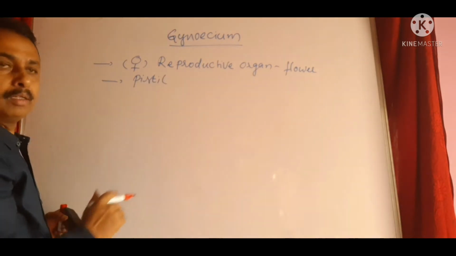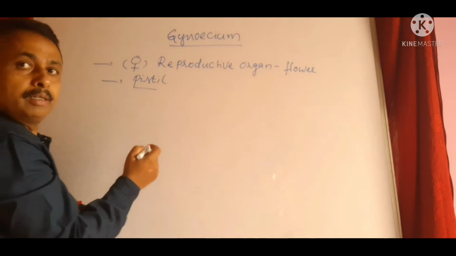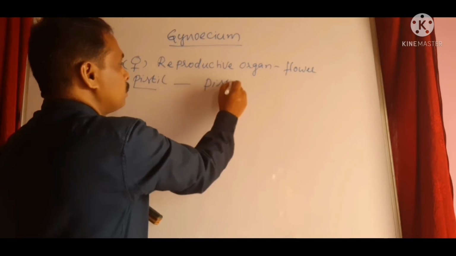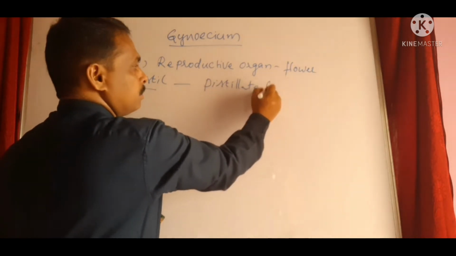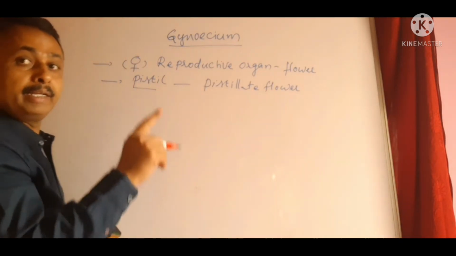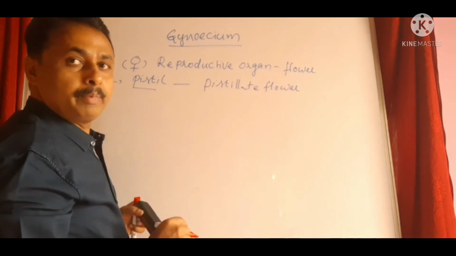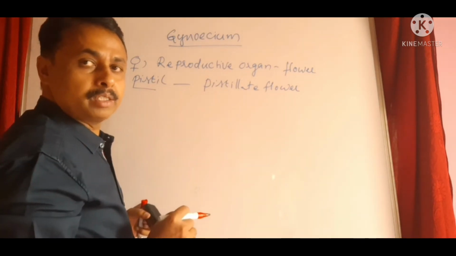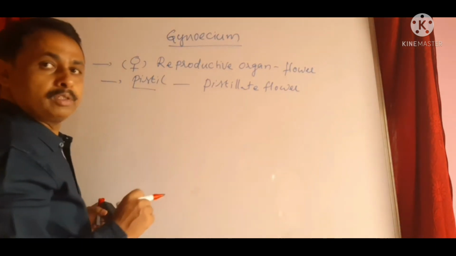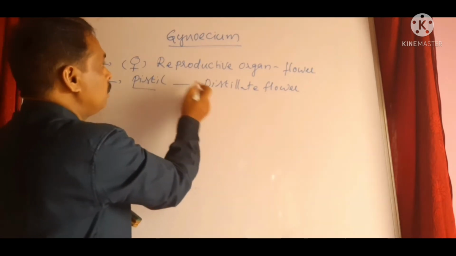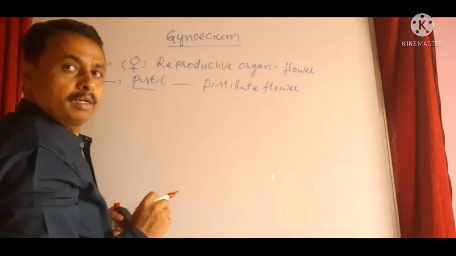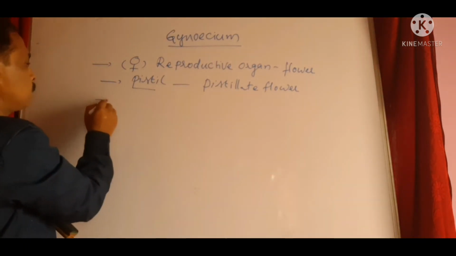Because of the presence of only pistil in those flowers, we can call them pistillate flowers. That means pistillate flowers are nothing but female flowers. They represent female flowers in case of unisexuality. In case of bisexuality, both androecium and gynoecium will be present. In case of unisexuality, we can separately call these female flowers pistillate flowers due to the presence of pistil in them alone.